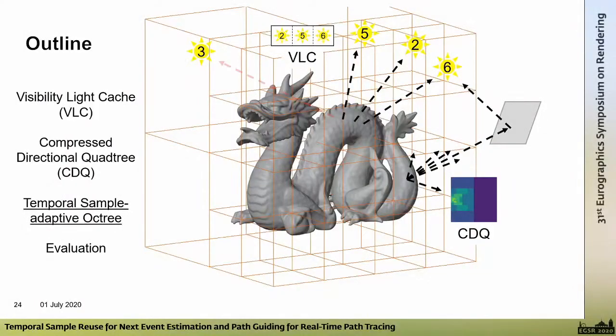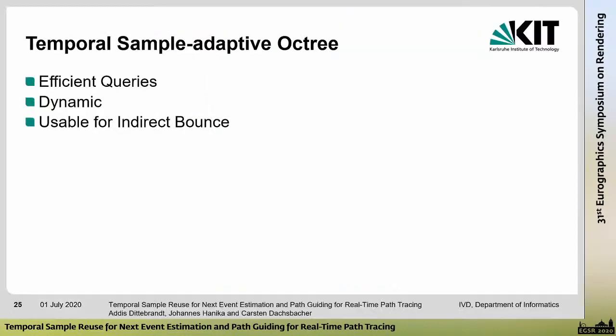This concludes the compressed directional quadtree. We now go to the temporal sample adaptive octree. For that, we had quite a few requirements in mind. For one, we of course want to do efficient point queries with the structure. So we efficiently want to get to the ULC and the CDQ for a given surface point.